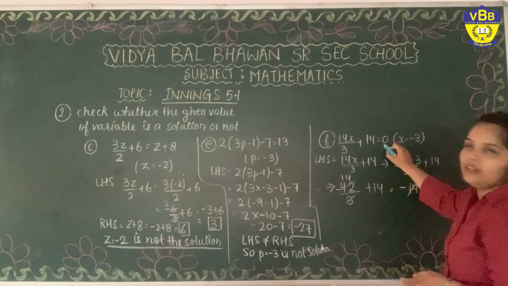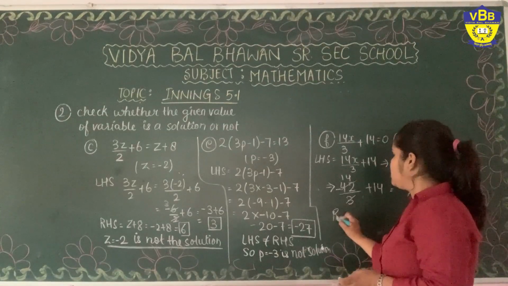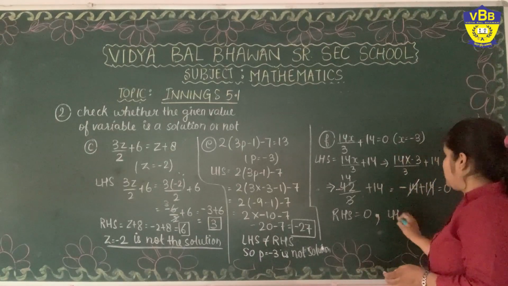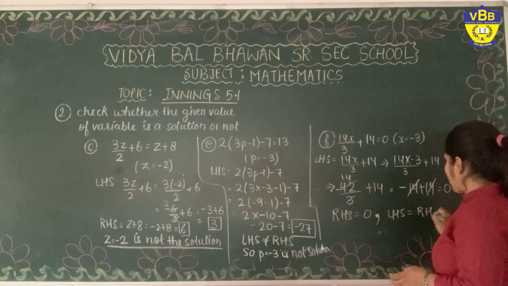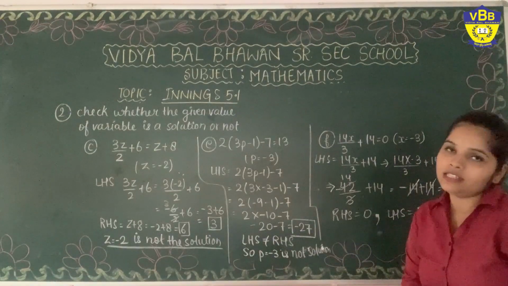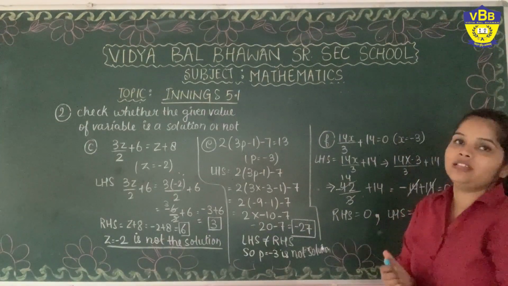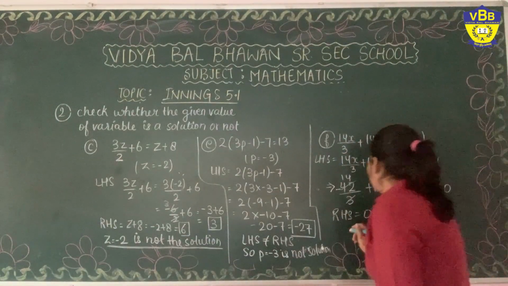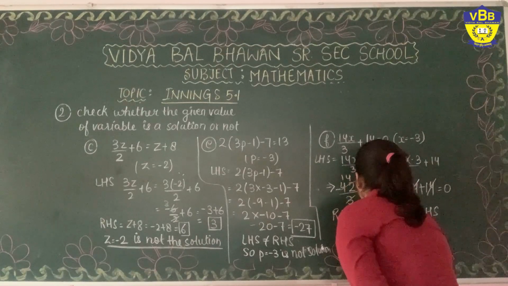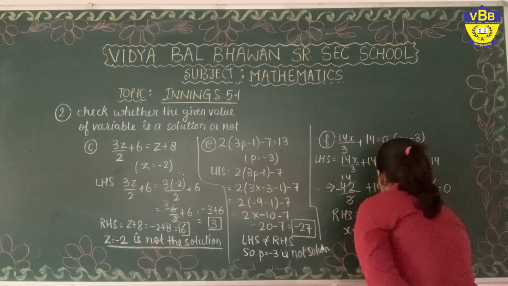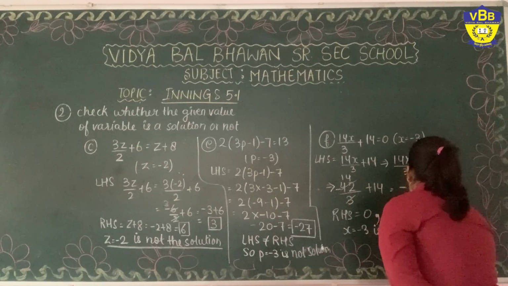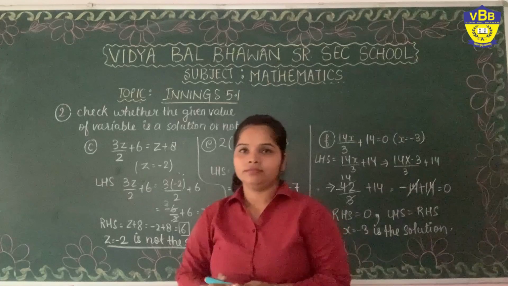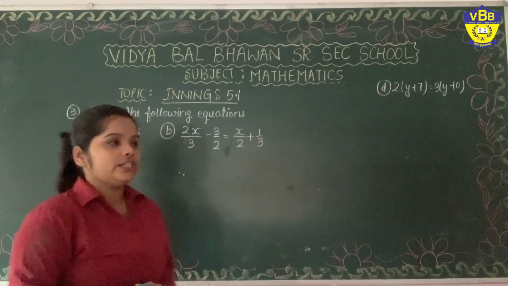And you can see what is the RHS? RHS is also 0. That means LHS is equal to RHS. If LHS equals RHS, that means it is satisfying the equation. Satisfying the equation means it is the solution of the equation. So x equals minus 3 is the solution. Let's move to another question.